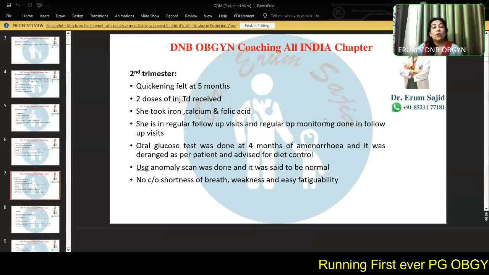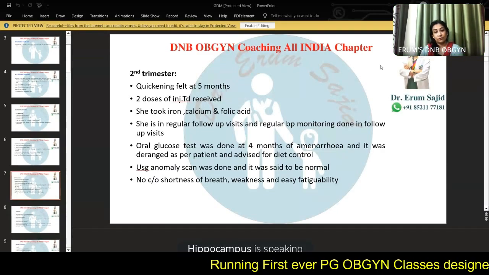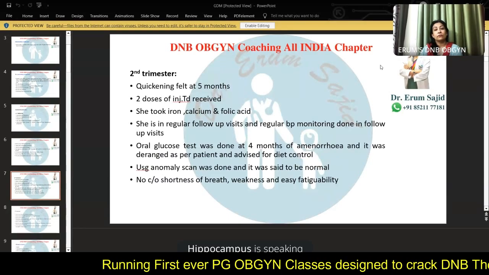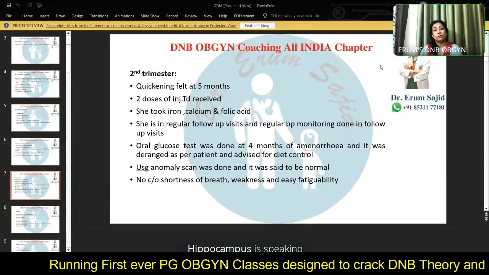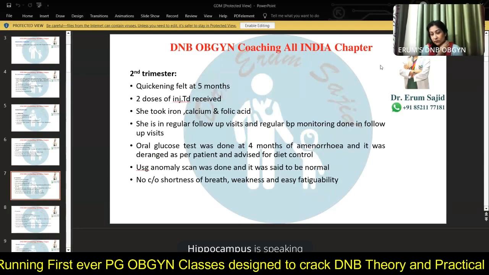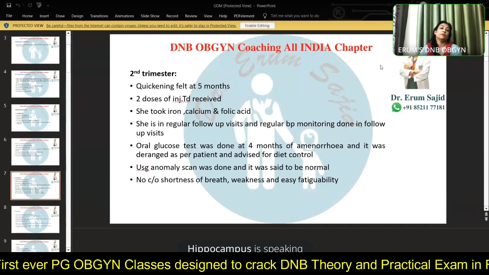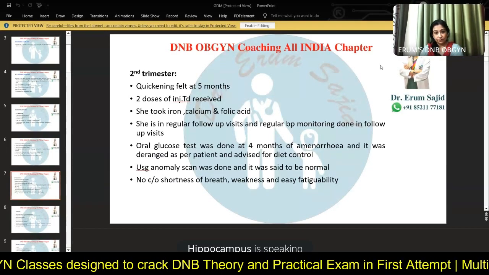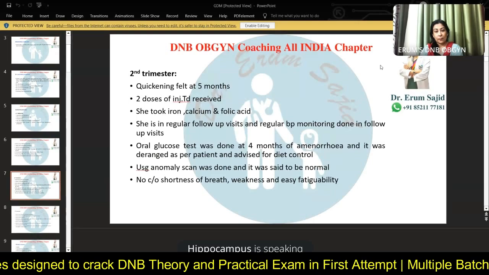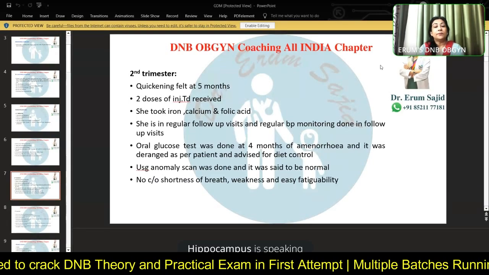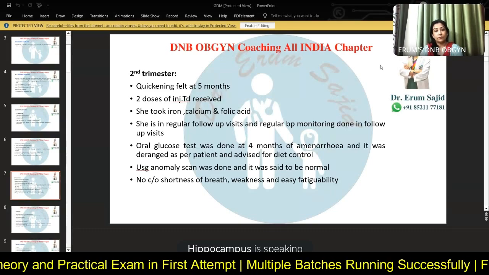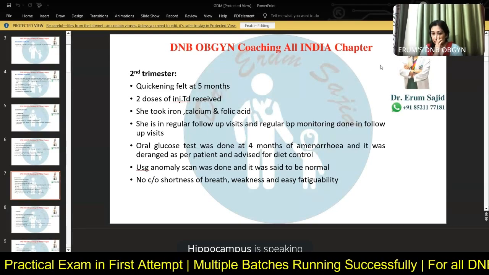All right. What about the second trimester? Everything was okay? Yes, ma'am. In her second trimester, quickening was felt at 5 months and 2 doses of tetanus toxoid she received. She is in regular follow-up with regular BP monitoring at each visit. At 4 months of amenorrhea, she underwent the oral glucose test and it was deranged as per the patient, and she was advised diet control. The ultrasound anomaly scan was also done and was said to be normal. No complaint of shortness of breath, weakness, or easy fatigability.